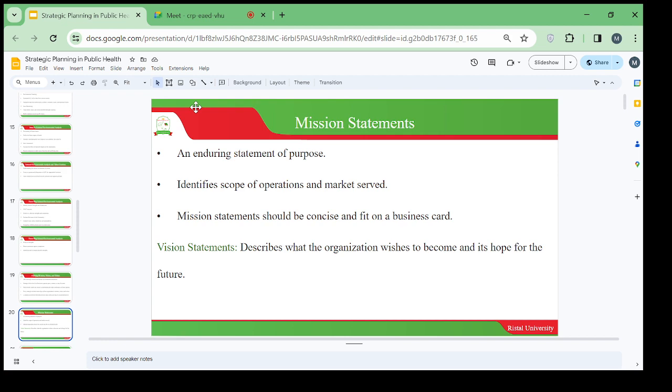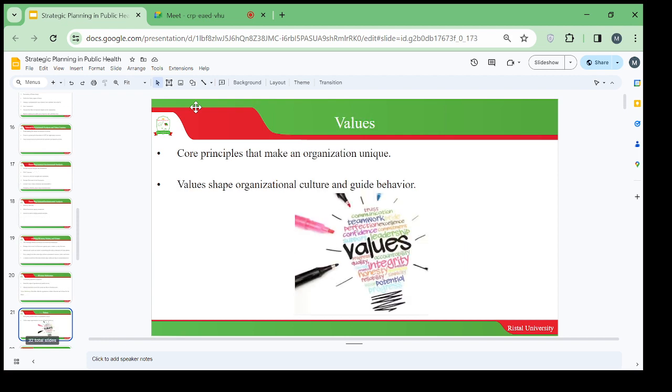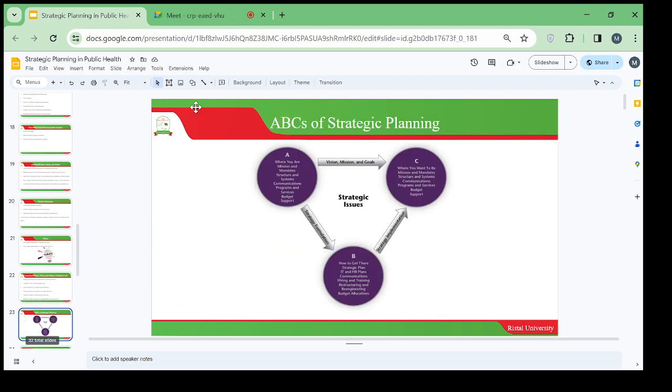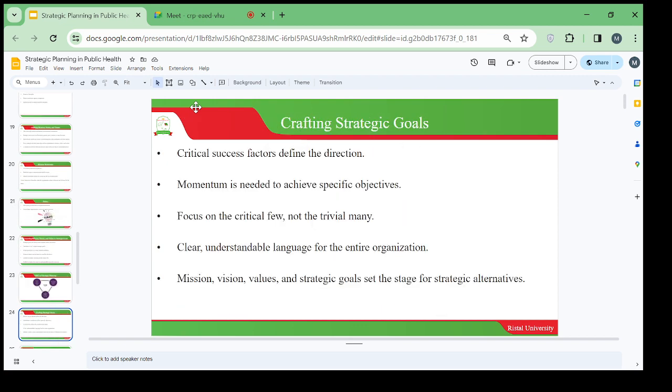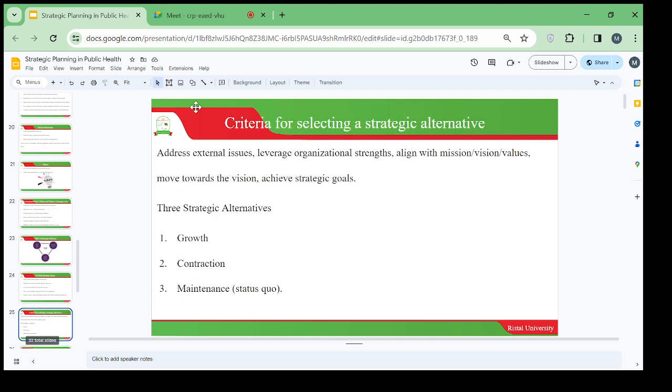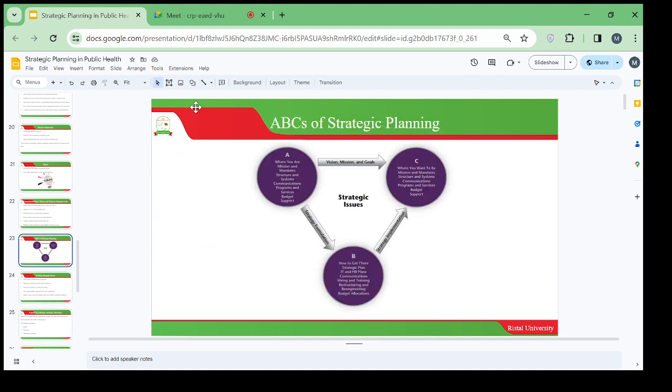I think we have looked at that. We will not go into details of that again. Values, we looked at that. So again, to stress the point here: strategic planning, the ABCs of strategic planning. Where we are and where we want to be. What are the things that we need to do to be where we want to be? That is basically what we call strategic planning. That is the A, B, and C of strategic planning.